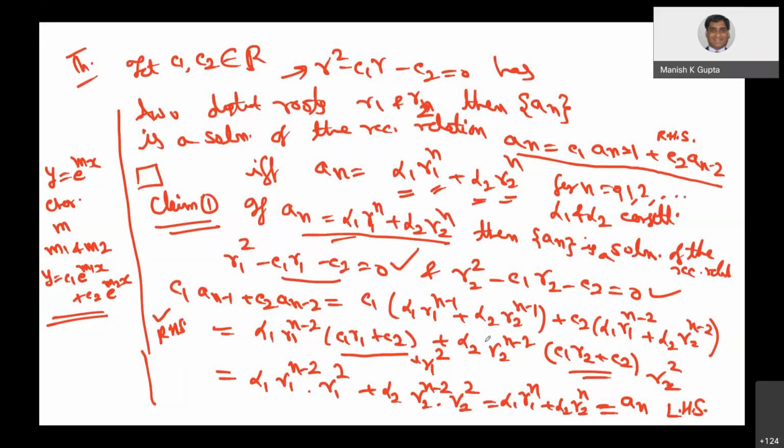Any question at this point? So we have shown one part. If an is of the form alpha 1 times r1 raised to power n plus alpha 2 times r2 raised to power n, right? Then an is a solution. If an is of this form, with r1 and r2 roots of this characteristic equation, then it is a solution. Now we can prove the second part.